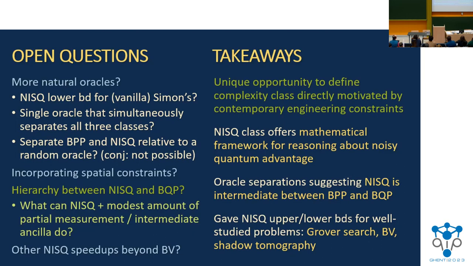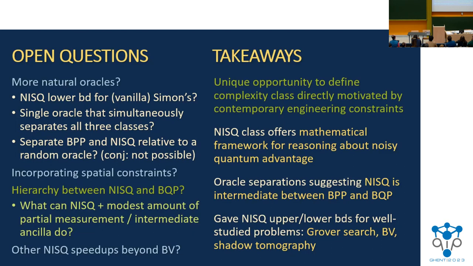Ideally, there should be some nicer way of getting the separation. You could conjecture that maybe you can actually separate them relative to a random oracle, but we conjecture this is not possible. You could also ask for an oracle that simultaneously separates all three classes rather than having a different variant for each direction. Can you show a NISQ lower bound separating BQP and NISQ just using vanilla Simon's problem?